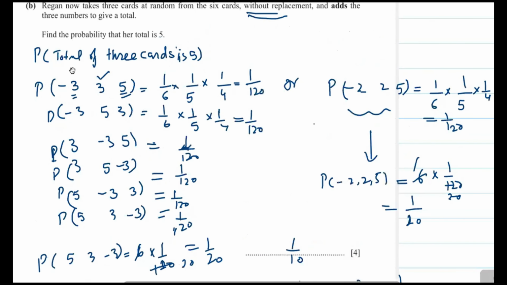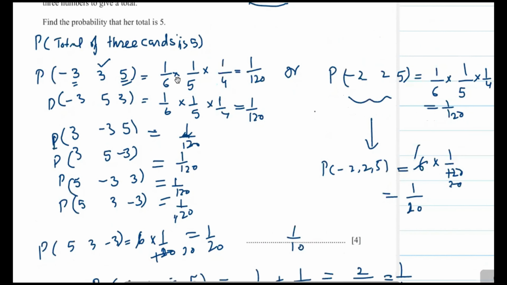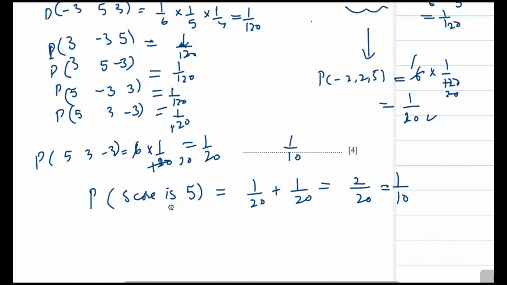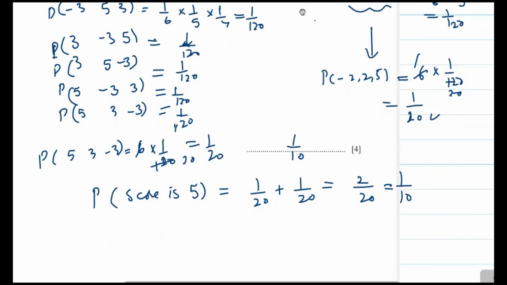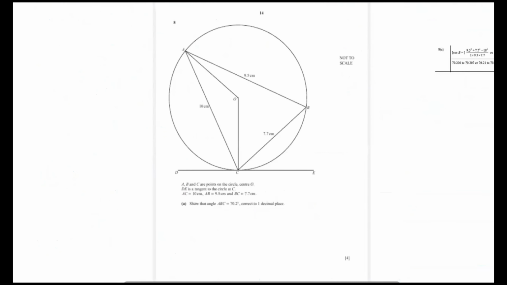Now you can see here again, total probability of 3 cards is 5. 1 is the possibilities I write here. And there also minus 2, 5 is the possibilities. You can take the 6 combinations of these numbers. Therefore, the probability of minus 2, 5 will be equal to 6 multiply 1 over 120, that is equal to 1 over 20. And we have to find the probability of score is 5, that is equal to 1 over 20 plus 1 over 20, that's equal to 1 over 10. Now we move to the next question.